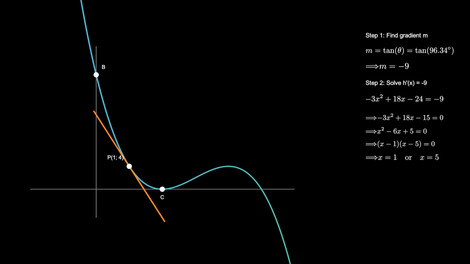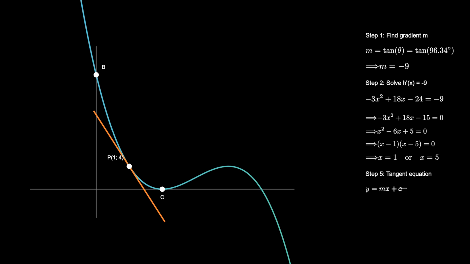Step 4. Find the y-coordinate at x equals 1. h of 1 equals negative (1) cubed plus 9 times (1) squared minus 24 times 1 plus 20, which equals negative 1 plus 9 minus 24 plus 20, which equals 4. So the point of tangency is (1, 4).